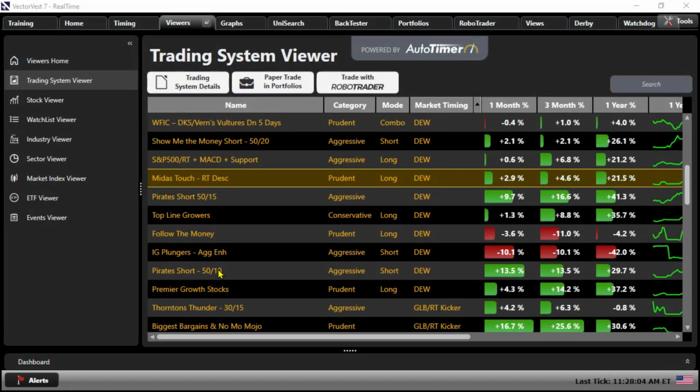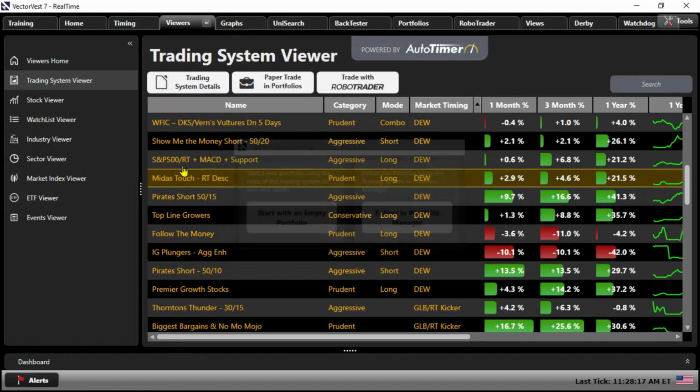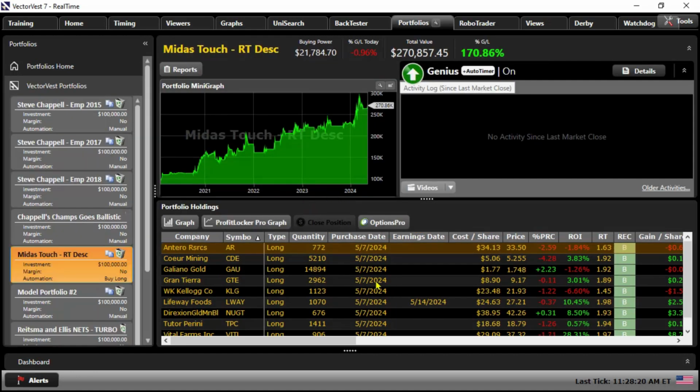Give you some options right in the tool. You can just follow this thing. So I could paper trade it, just follow it, and just see how she goes for a little while. And if I want to participate, of course, you could think about doing that.